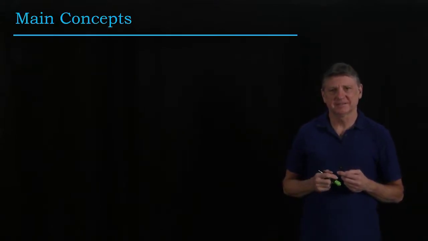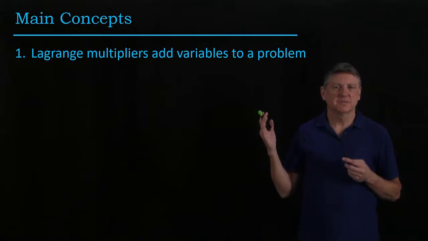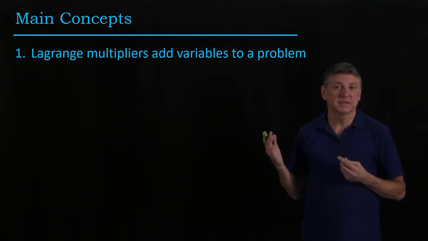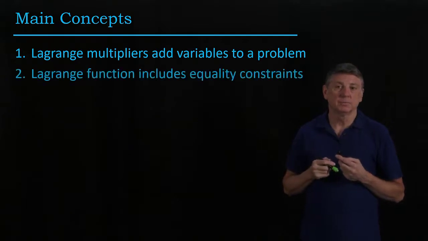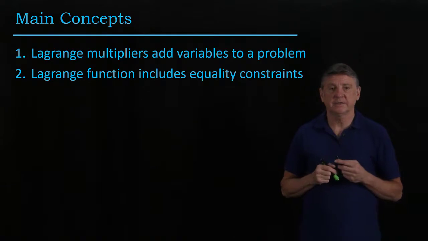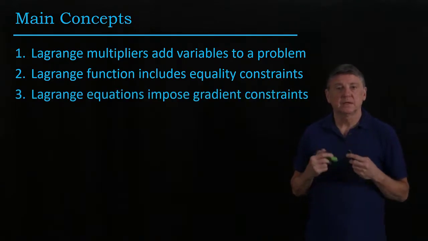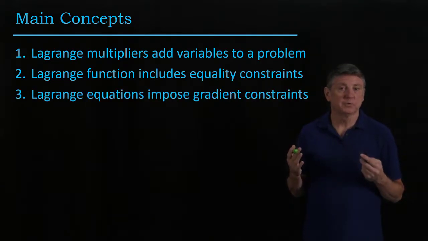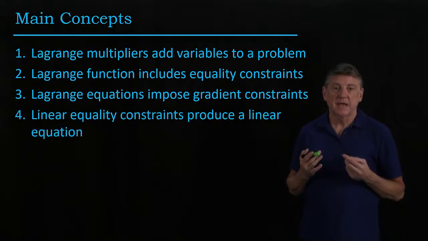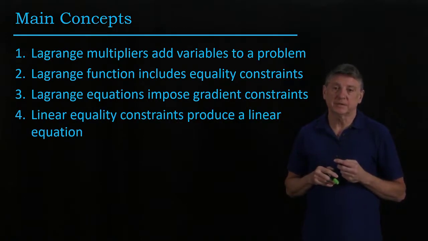Welcome. In this lecture, which has multiple sessions, we'll explore the Lagrange function and the associated Lagrange equations. The main concepts are that the Lagrange multipliers that we explored in a previous lecture add variables to a problem. Specifically, we'll use the Lagrange function to include equality constraints. The equations will turn out to impose gradient constraints, or, when we transpose them, vector constraints, and those will produce a linear equation.